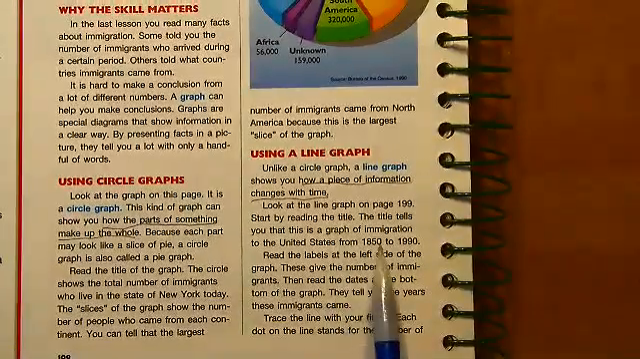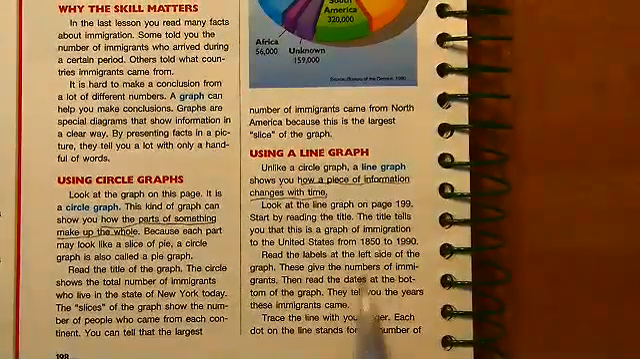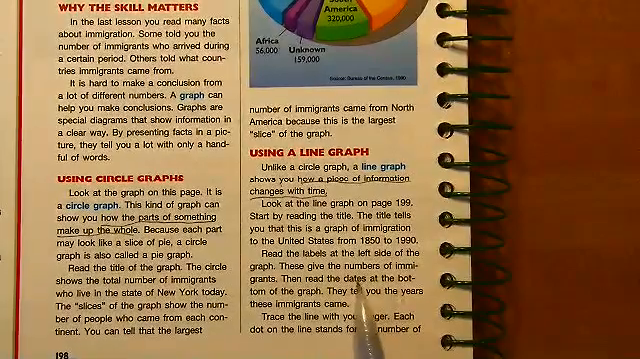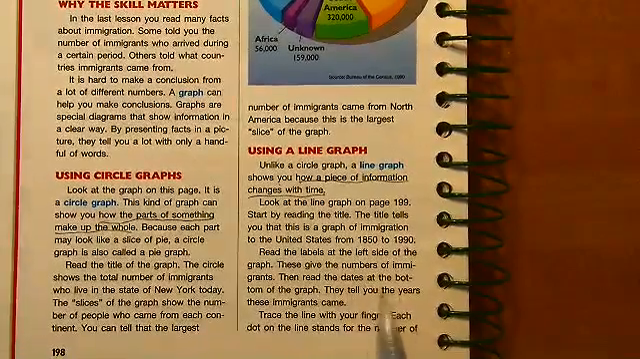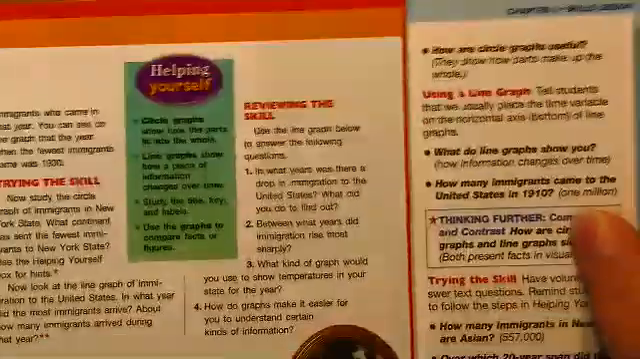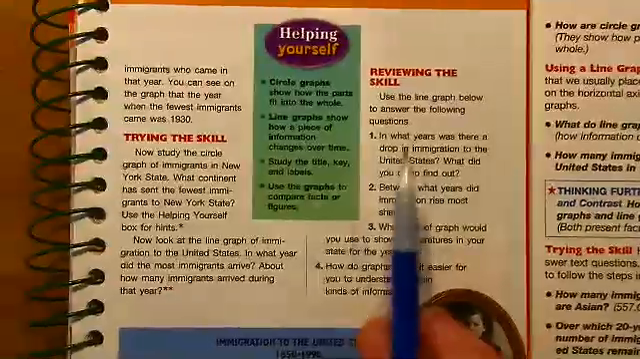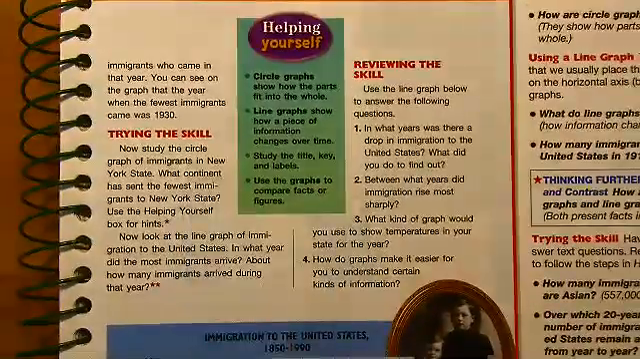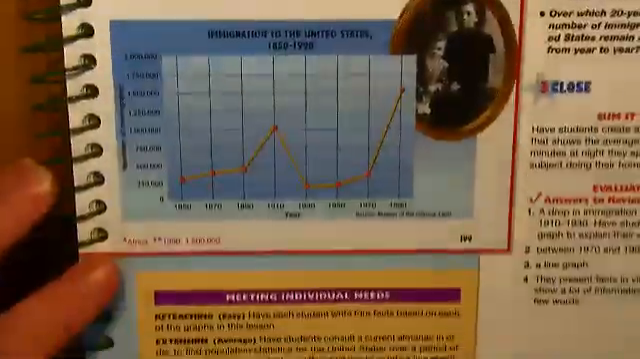Okay, it's a graph from 1850 to 1990. Read the labels at the left side of the graph. These numbers give the number of immigrants. Then read the dates at the bottom of the graph. They tell you the years these immigrants came. Trace the line with your finger. Each dot on the line stands for the number of immigrants who came that year. And you can see on the graph that the year with the fewest immigrants that they came was 1930.